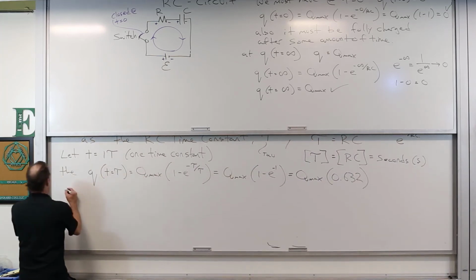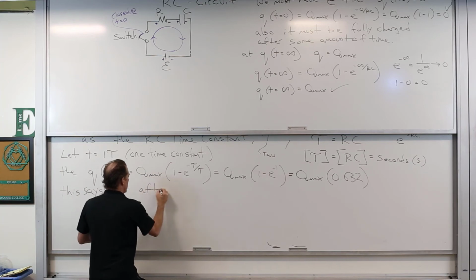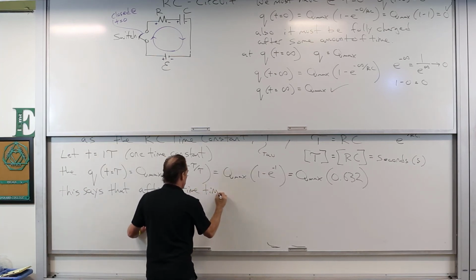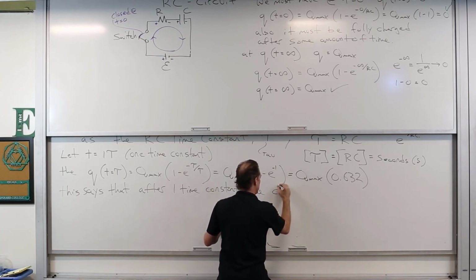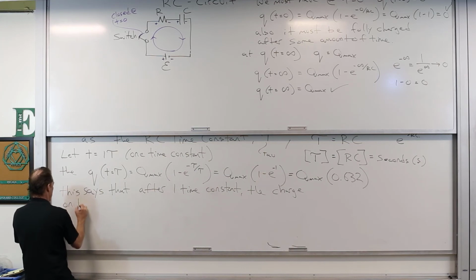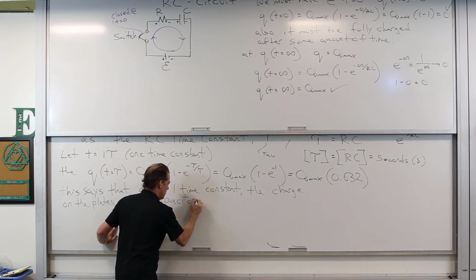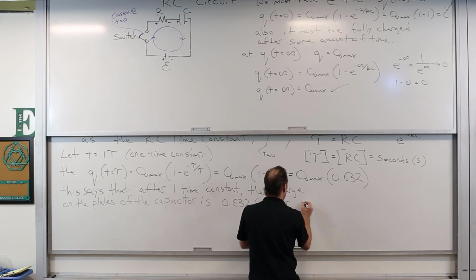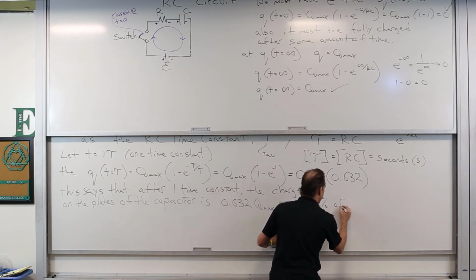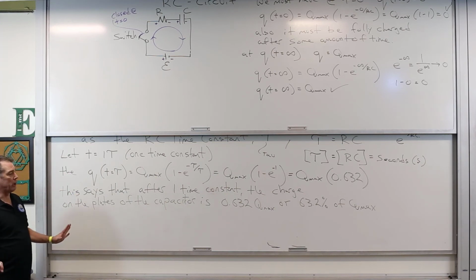This says that after one time constant, the charge on the plates of the capacitor is 0.632 Q max, or 63.2% of Q max. That's important. One time constant goes by, no matter what R and C are, we have 63.2% of the maximum charge accumulated on the plates of the capacitor.